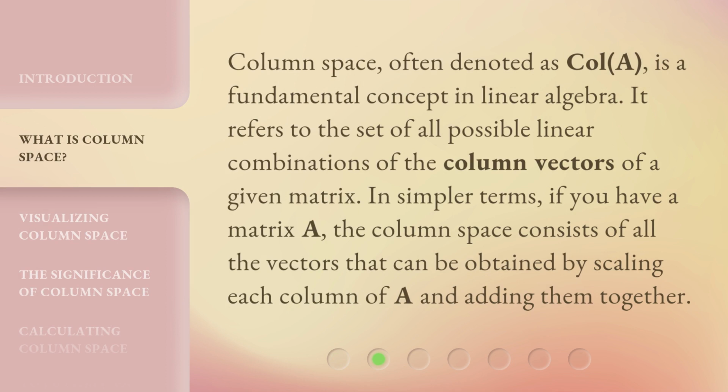Column space, often denoted as col(A), is a fundamental concept in linear algebra. It refers to the set of all possible linear combinations of the column vectors of a given matrix. In simpler terms, if you have a matrix A, the column space consists of all the vectors that can be obtained by scaling each column of A and adding them together.